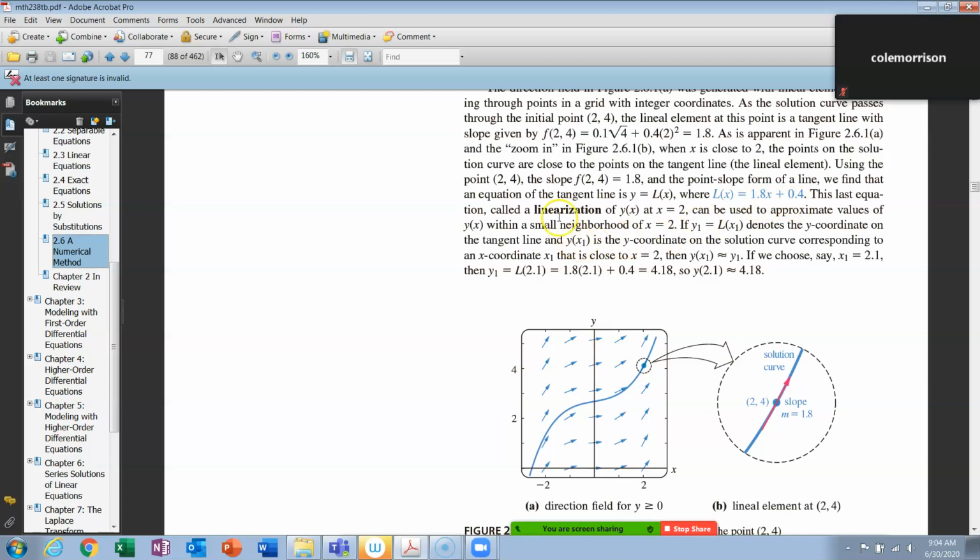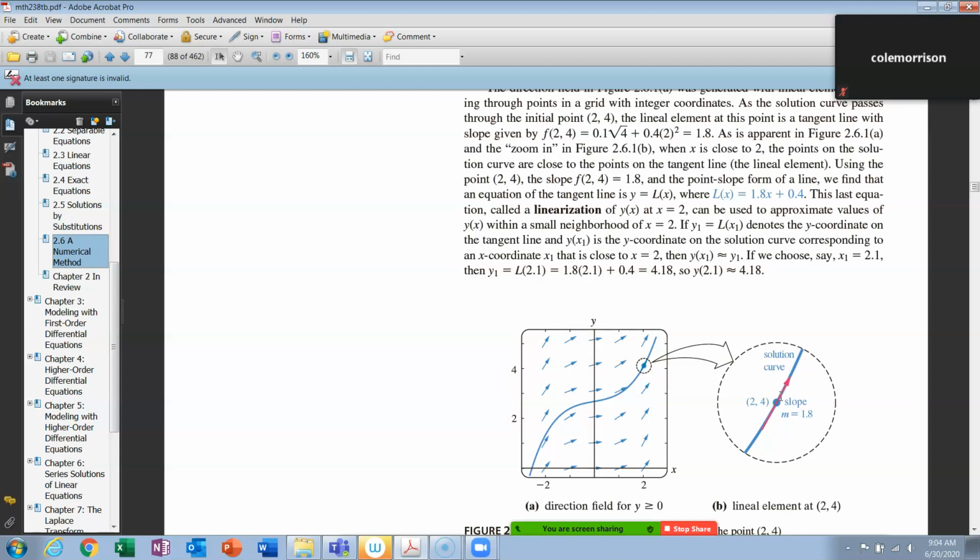The last equation is called the linearization of y at x equal 2. It can be used to approximate the values of y in a small neighborhood of x equal 2. Somewhere real close to x equal 2, like slightly more than 2, that's going to give you a really good approximation, the red line, of what the blue line is going to be, if you're in a small enough neighborhood. That's the key.